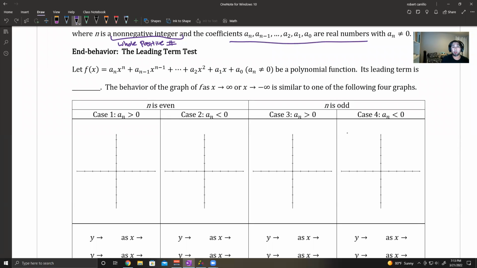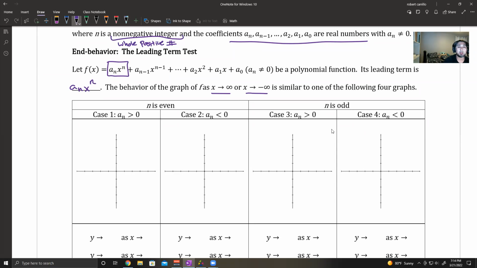So to figure out how a polynomial is going to open, we call it the leading term test. So here we are given the polynomial in standard form again. And all we want to do is analyze this polynomial by its leading term. And its leading term is always going to be the one with the highest power. So in our case, in the standard form, the leading term is a sub n times x to the n. And all we need is this leading term to tell us which way the polynomial is going to open on the graph. So the behavior of the graph of f as x approaches infinity or as x approaches negative infinity will be similar to one of the following graphs below.